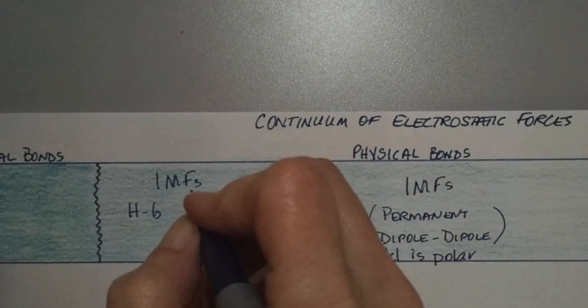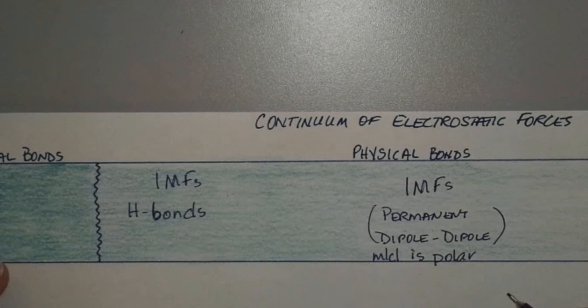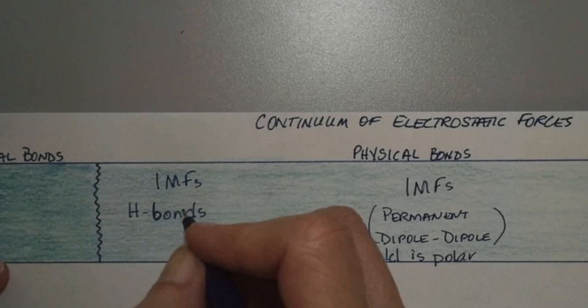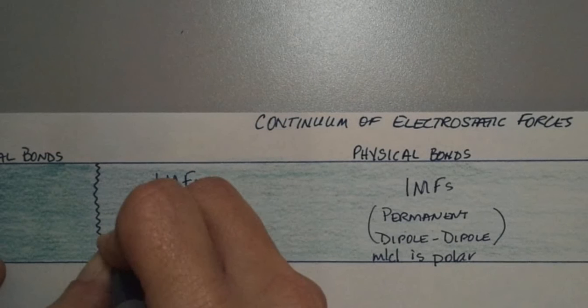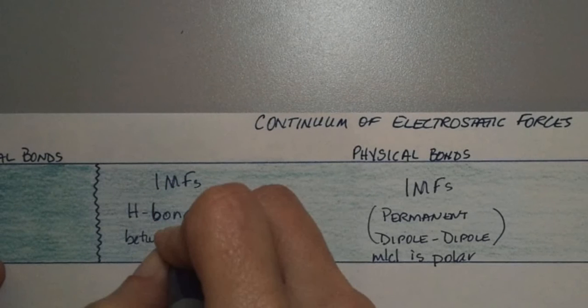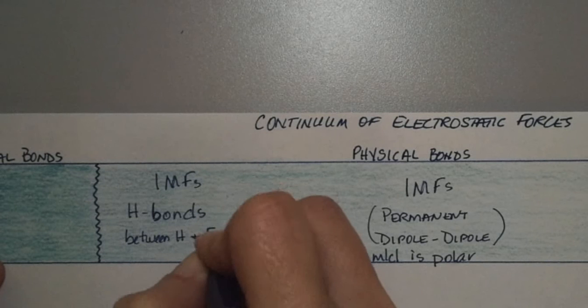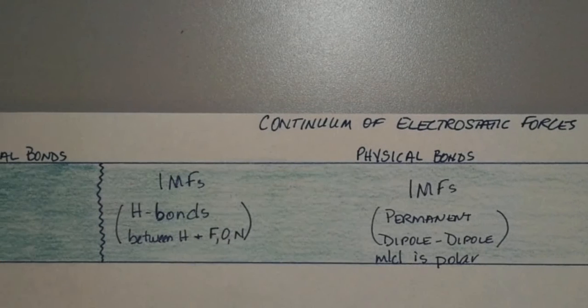These are hugely important. They're between hydrogen in one molecule and F, O, or N in another molecule. And the F, O, or N has to be bonded to a hydrogen. So between hydrogen, now, when I say that, again, usually it's all the same chemical. So other than water, that's always going to be present in solution.